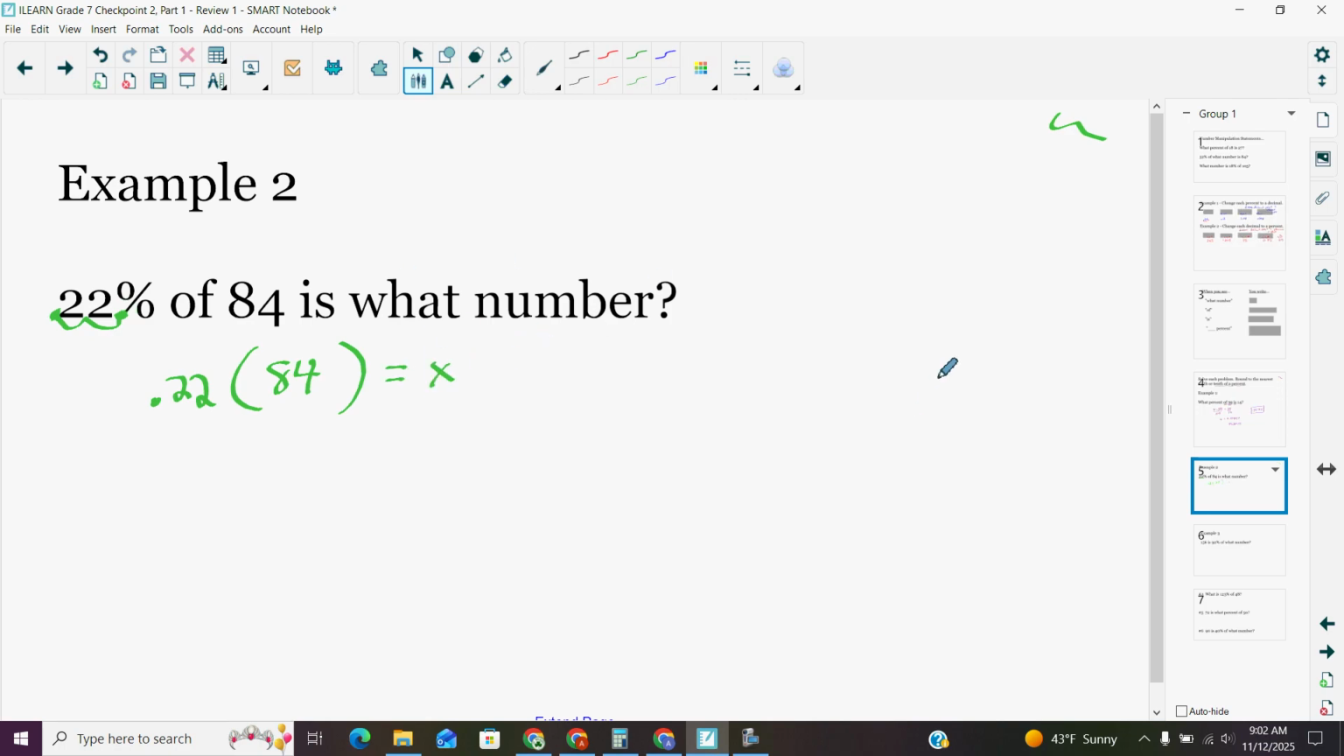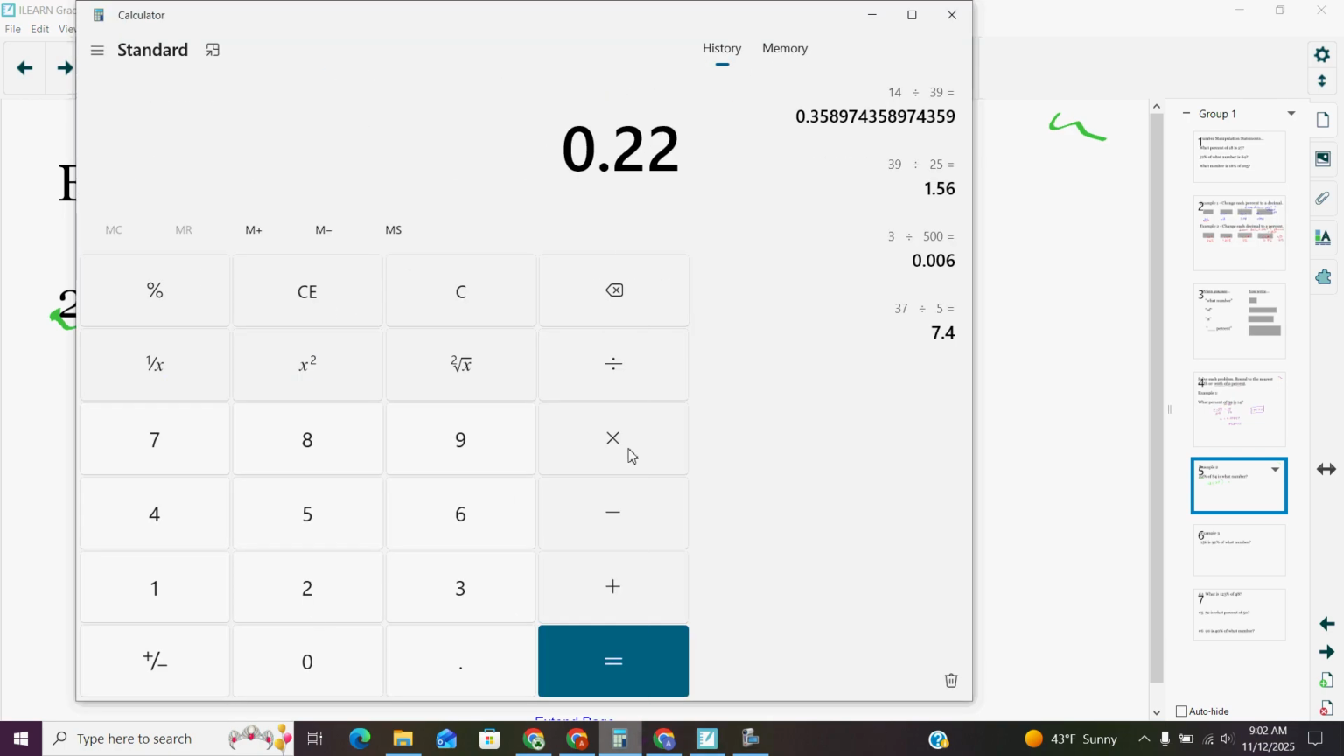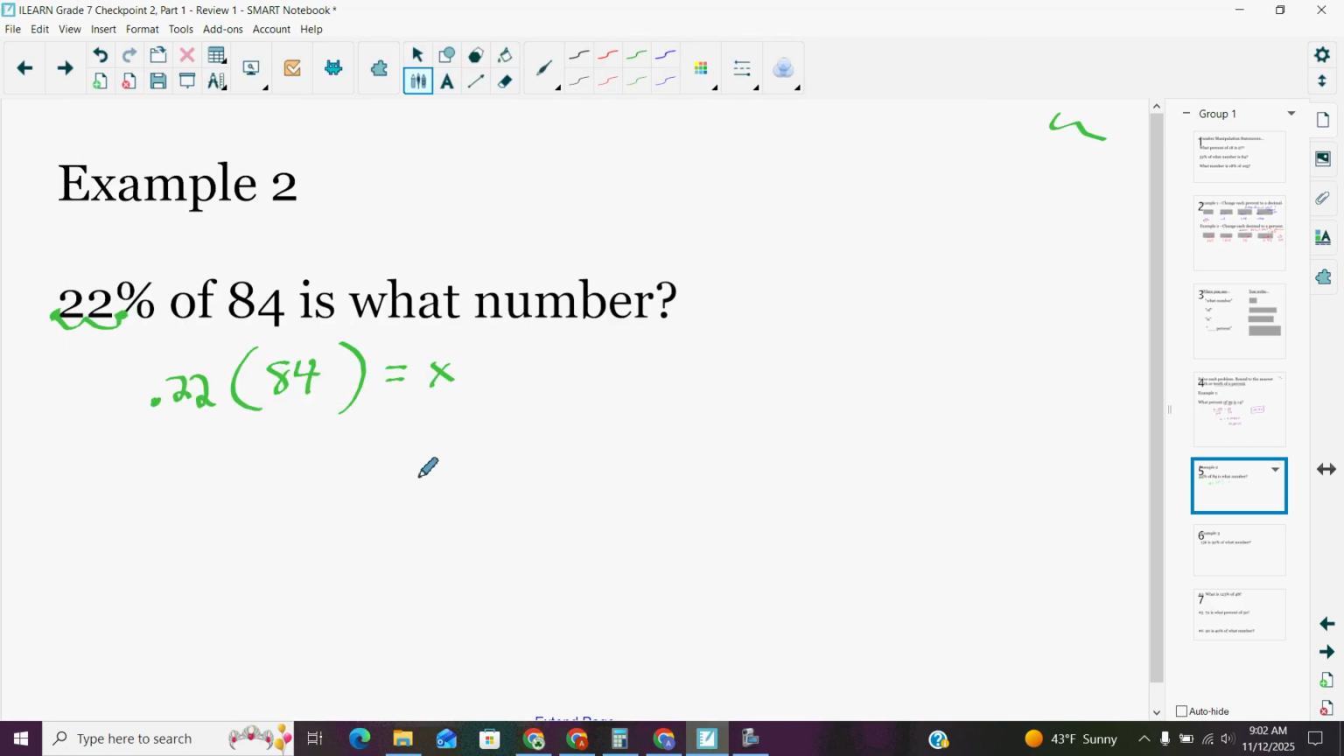I don't know what that number is. We call it a variable. I'm calling it x. So to get x this time, I'm just taking 0.22 times 84. We get 18.48. Generally, I'd like it because it's exactly 18.48. I would not round, but the directions did tell us to round to the nearest tenth, so we probably should. To the nearest tenth, 18.5.